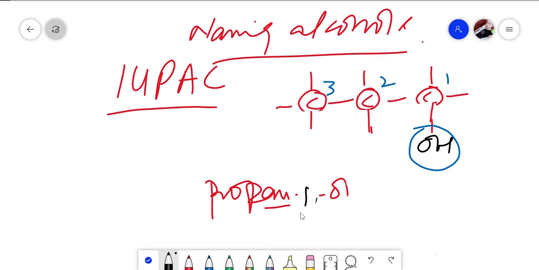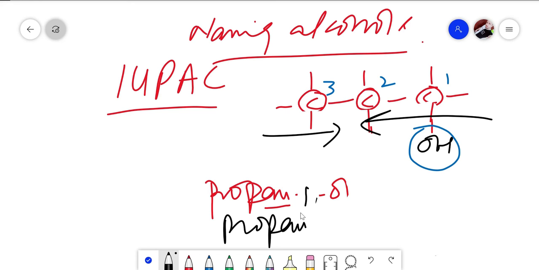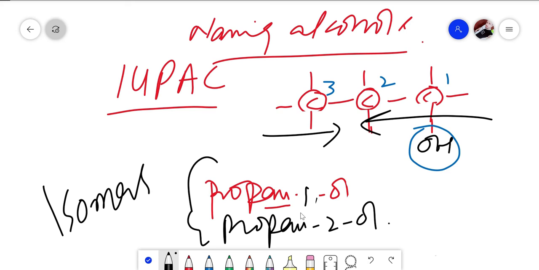The starting carbon and the ending carbon, we start counting with the carbon which is giving least value to the branch. So now the least value is from this side, and before it was from this side, right? So propane 1ol and propane 2ol, what are these two to each other? Isomers. These two are isomers to each other. Are you getting my point? Is it clear? Yes.